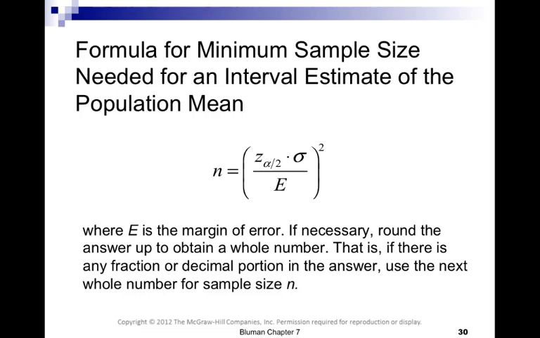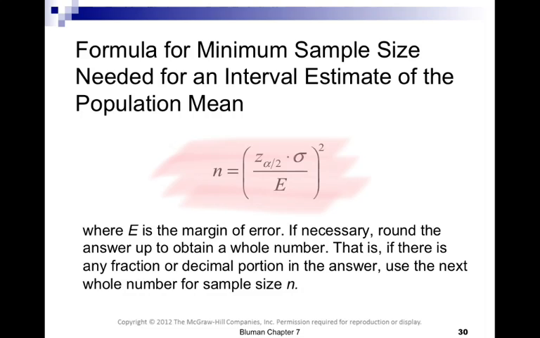All right, here's the formula for the minimum sample size needed for an interval estimate of the population mean. Again, we know sigma. So n is the sample size that we need. E is the margin of error. We had that calculation before, and this is using it for the sample size. So this is one that you need to memorize. It'll probably ask you for it in a quiz.